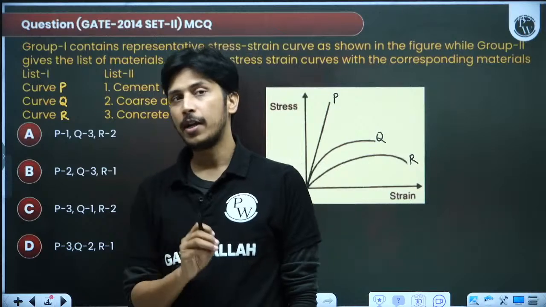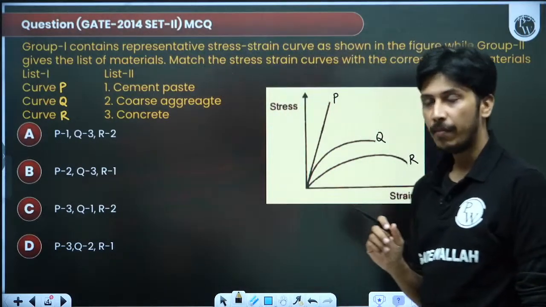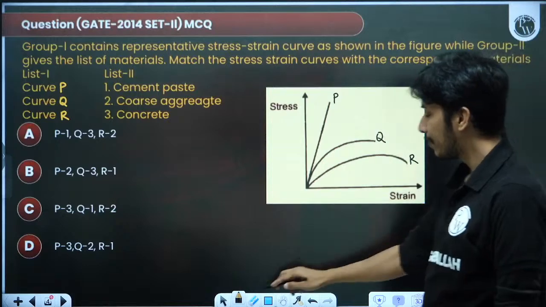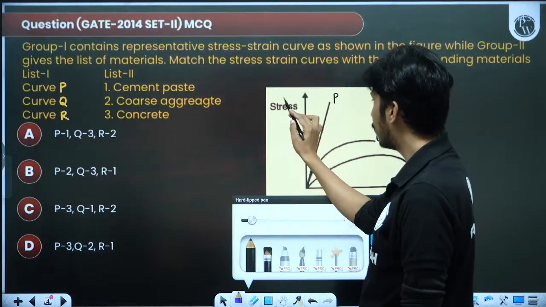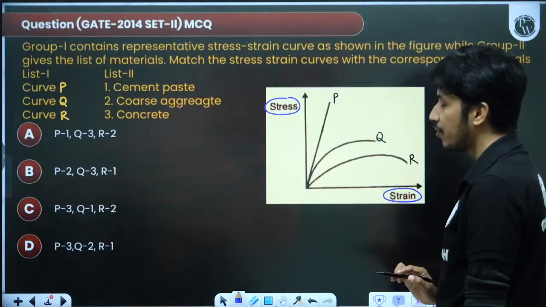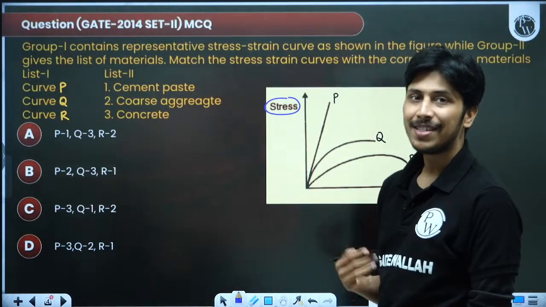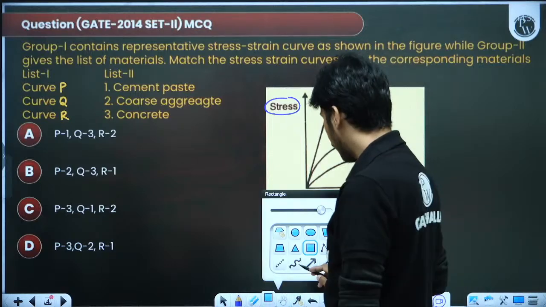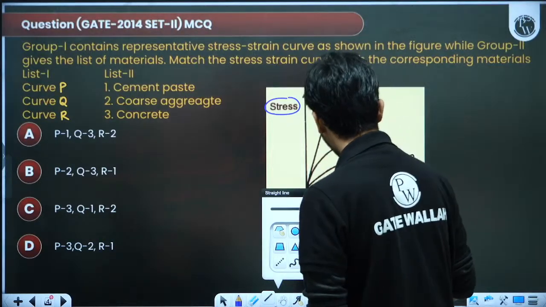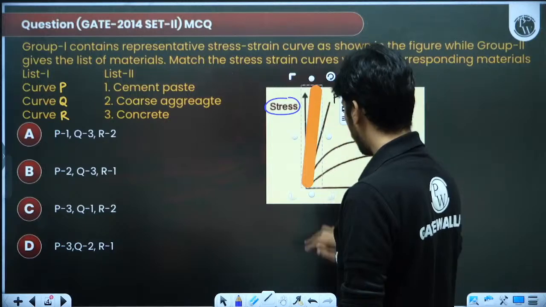Now, what is important here to understand? GATE has asked the curve of different materials, and what are these curves? These are stress strain curves. If you can see here, these are the stress and strain curves. It means it can ask the stress strain curve of all the materials. It can also ask the stress strain curve of steel. What is the stress strain curve of steel? I will show you the stress strain curve of steel. This will be the stress strain curve of steel.